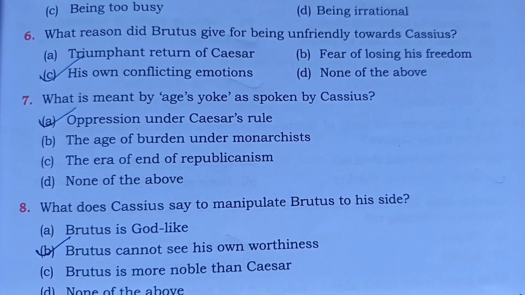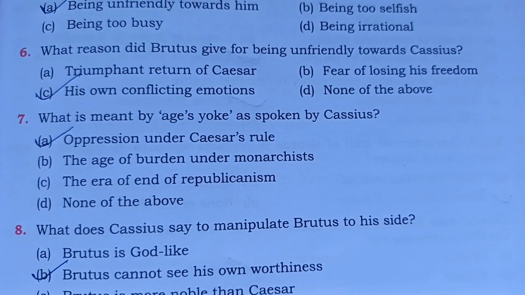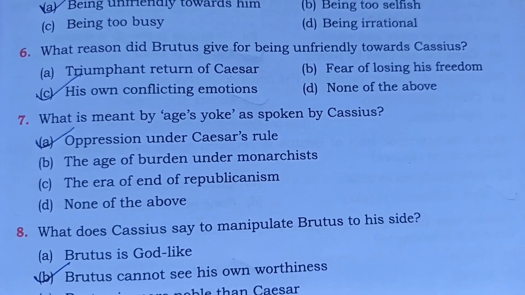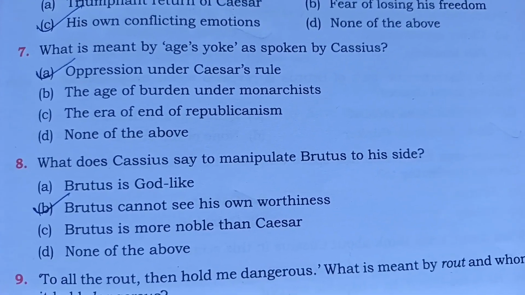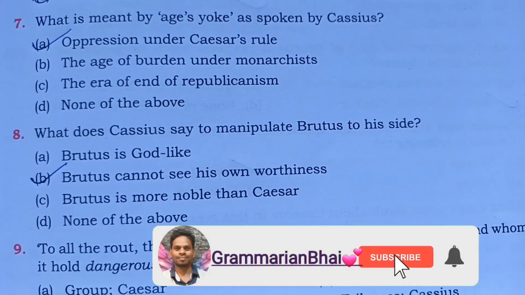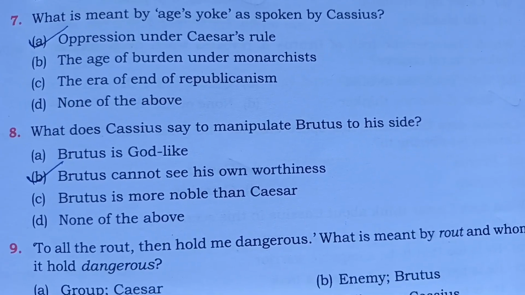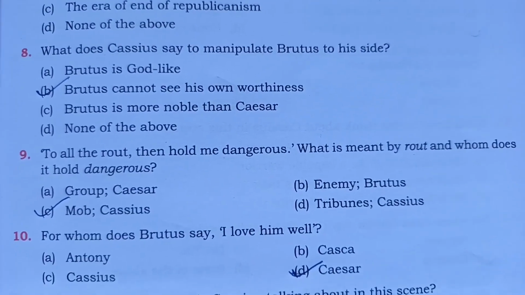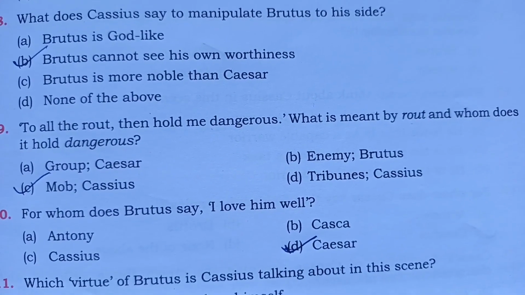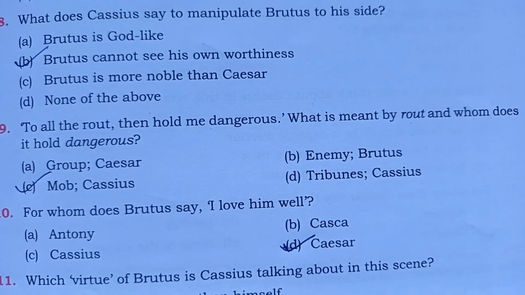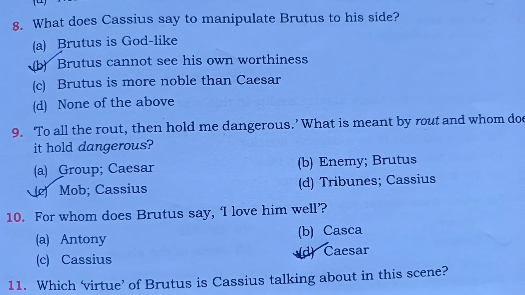Number 7, what is meant by age's yoke as spoken by Cassius? So here option A is correct, oppression under Caesar's rule. Number 8, what does Cassius say to manipulate Brutus to his side? So here option B is correct, Brutus cannot see his own worthiness. Number 9, to all the rout, then hold me dangerous. What is meant by rout and whom does it hold dangerous? So here option C is correct, mob by Cassius.